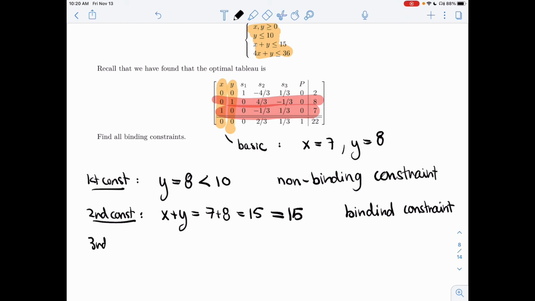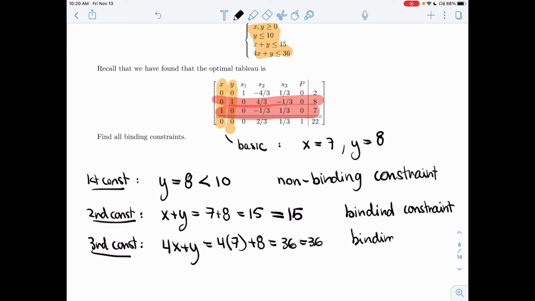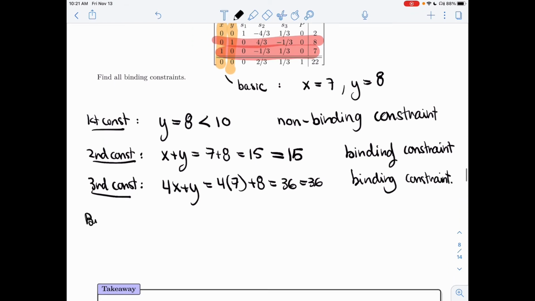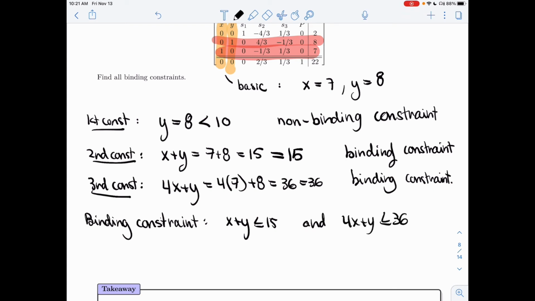The third constraint was that 4x plus y, which in our case would be 4 times 7 plus 8. That's 28 plus 8. That's 36. Yes, this one is binding as well. All right, so the binding constraints are the second and the third. So x plus y less or equal to 15 and 4x plus y less or equal to 36.